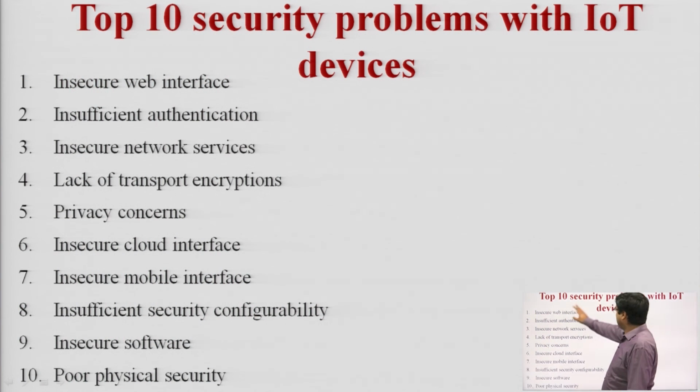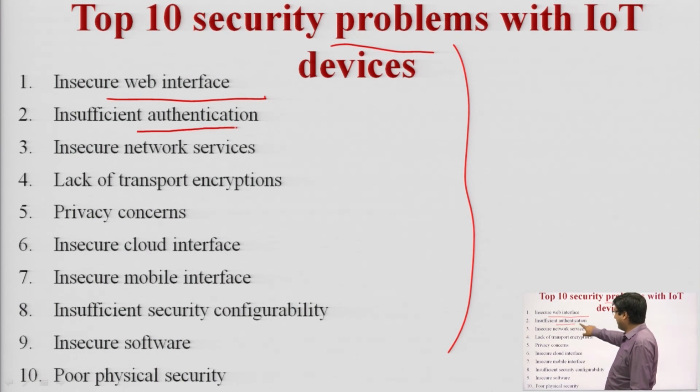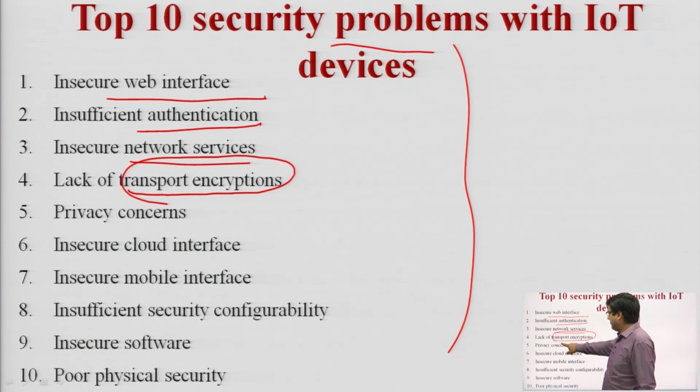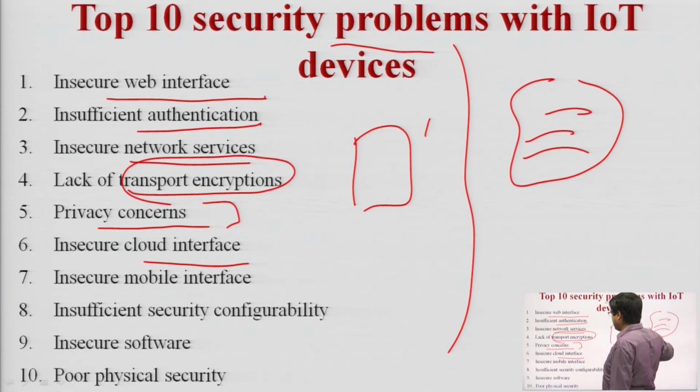So these are the top 10 security problems. Security should be the main concern. First, insecure web interface. Insufficient authentication, where someone can use our authentication data. Insecure network services, because a large network is required. Lack of transport encryption, the data we are using needs to be encrypted in our IoT based system. Privacy concern, someone can hack our data. Insecure cloud service, because in the cloud there is a lot of data, so it needs to be secure.